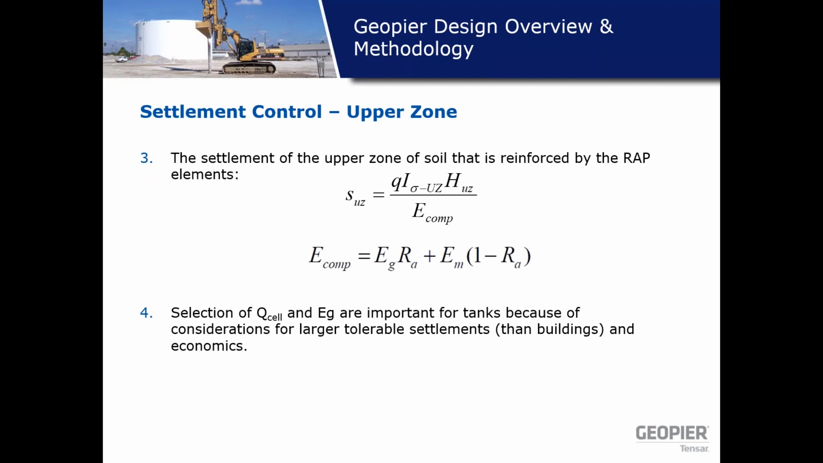Selection of Q cell and E G are very important for these tank structures because these tanks can tolerate greater settlement. Unlike buildings where you have to design foundations for 1 inch, tanks can be designed for higher settlement values. So by selecting proper parameter values, it adds to the economics of the overall project.